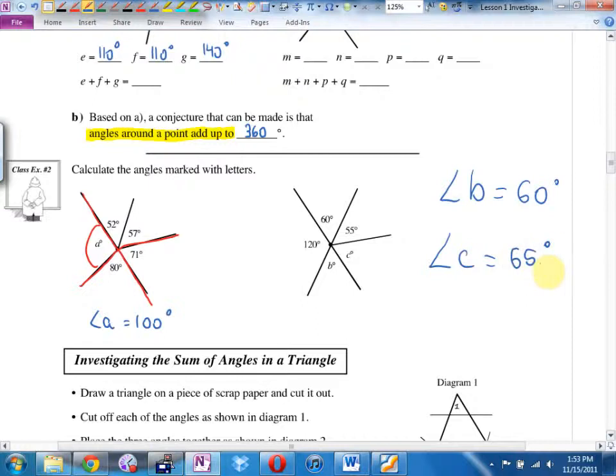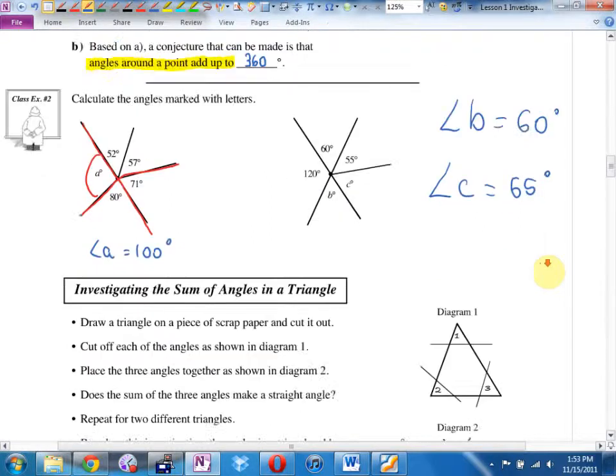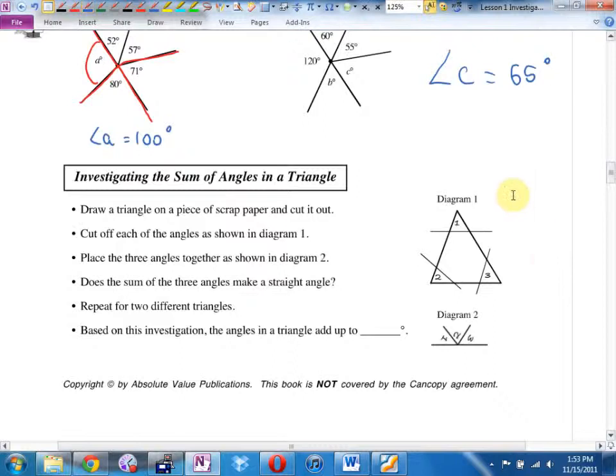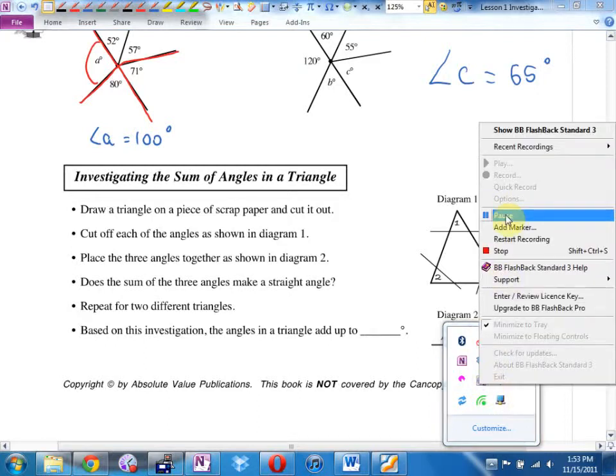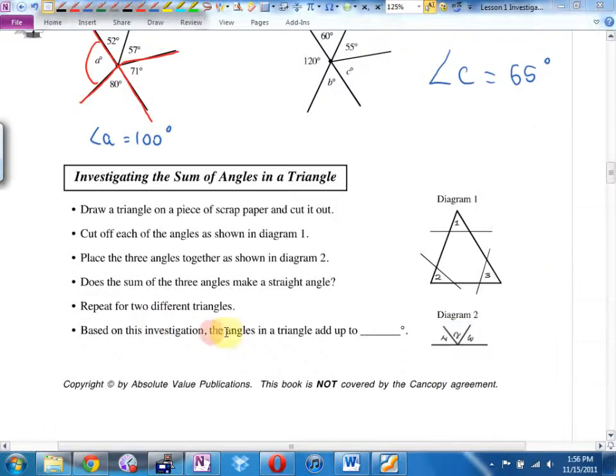So let's rehash. So far, Emily, we have supplementary angles, angles at a point, vertically opposite. Gonna add a couple more little rules, little tricks, little shortcuts that we can use. It says investigating the sum of angles in a triangle. I'm gonna do this one up at the front here really quickly because I don't have enough pairs of scissors to go around. Continue. It says based on this investigation, angles in a triangle, Matt, what did you say they add up to? 180 degrees.